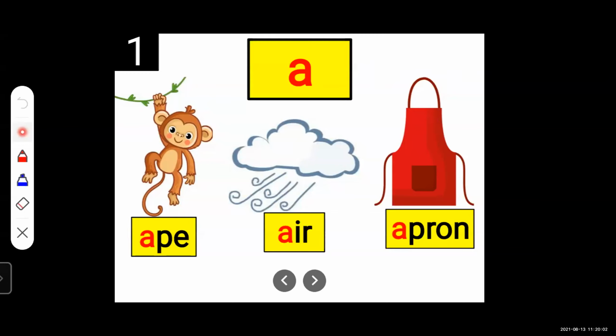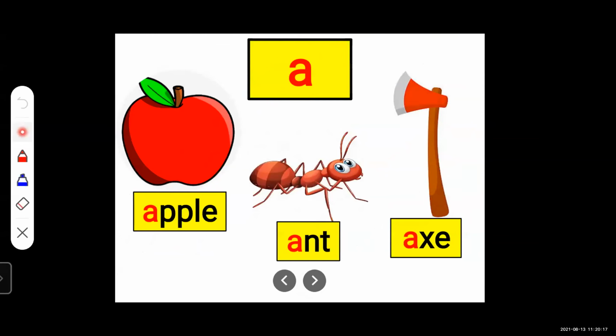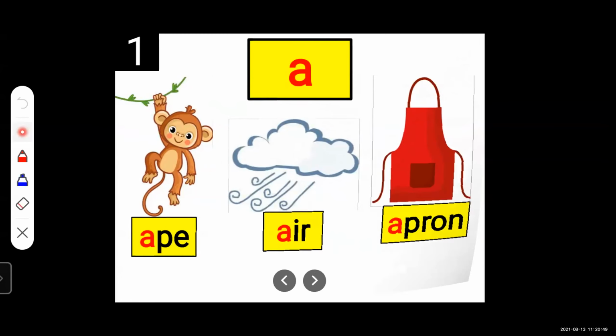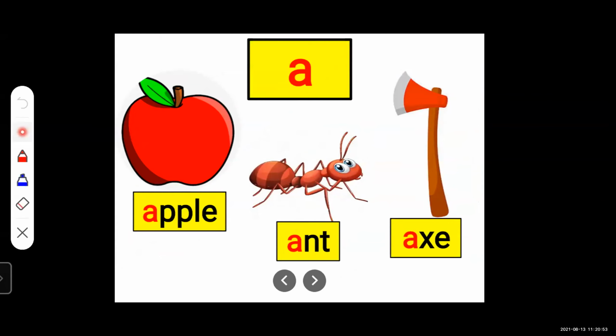A, A. Just see A. A for ape and apron. Next we see A. So A and A, it's a sound that is a little but different. Apple and axe. Now student, again, listen carefully. A has two sounds. A, A. So, ape, air, apron. Apple and axe.